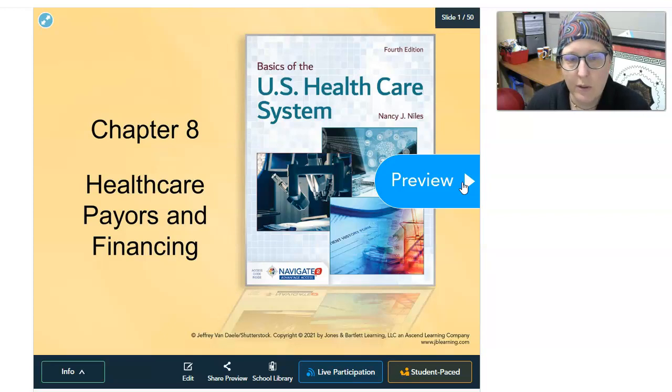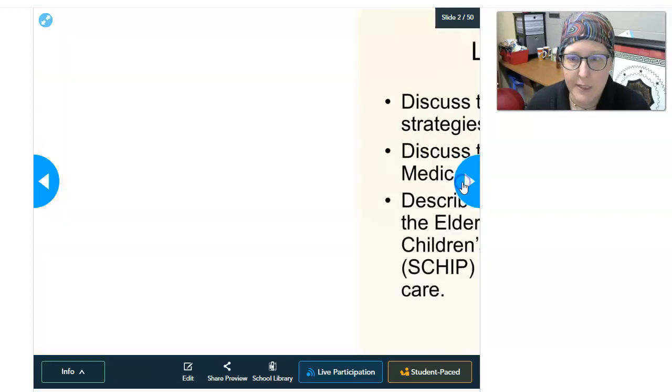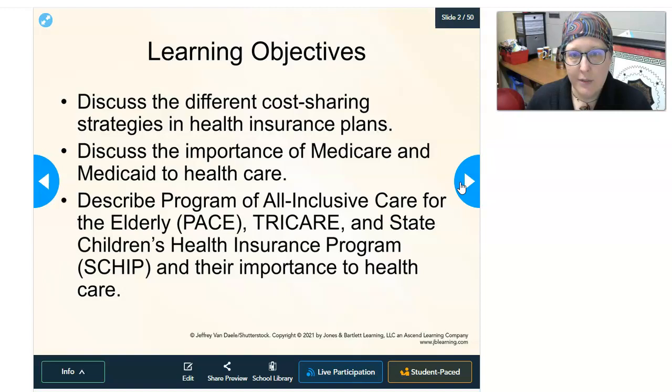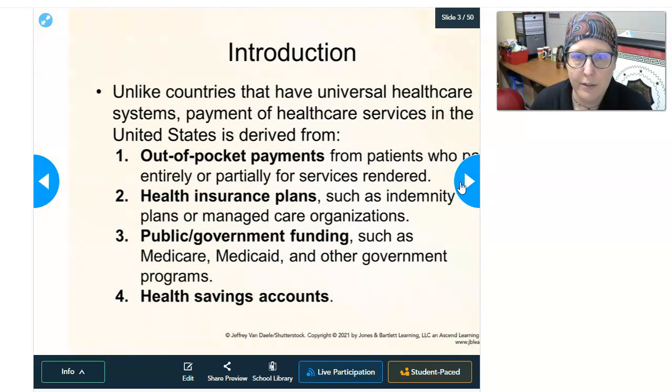Healthcare system. We're going to talk about healthcare payers and financing. Okay, so we're going to look at different cost sharing strategies and health insurance plans. We're going to discuss the importance of Medicare and Medicaid to healthcare, and we're going to look at PACE and TRICARE and the Children's Health Insurance Program, all important to healthcare. And then your homework is on the ACA, the Affordable Care Act.